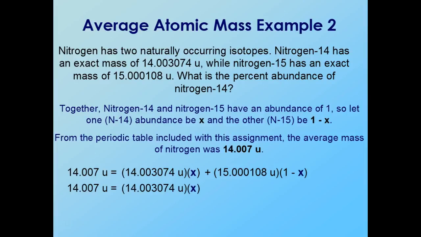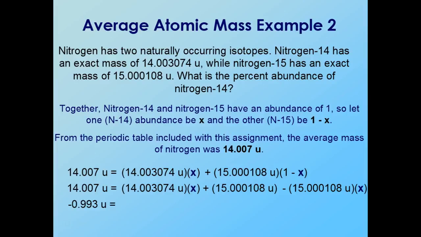The first term does not change, but I do need to distribute that 15.000108 U through to both the 1 and the X. So that gives me my first term of the second part of the equation, and this gives me the second term of the second part of the equation. At this point, I see I have 2 terms that just have U's, and I have 2 terms that have both U's and X's. So I need to combine my like terms.